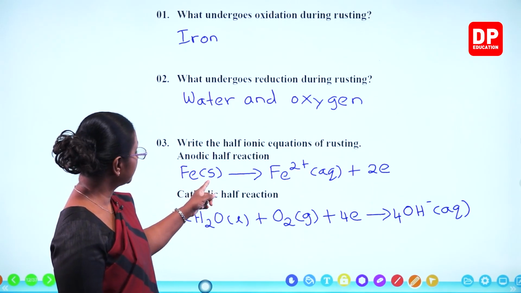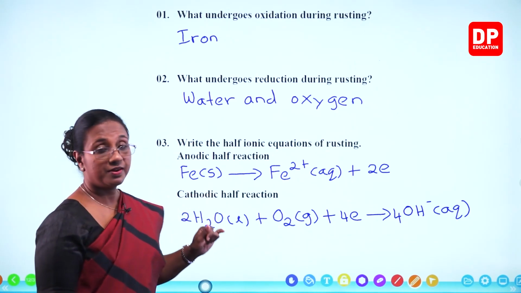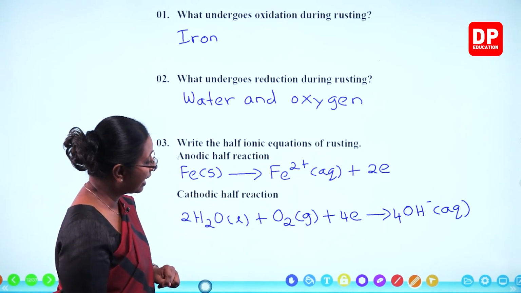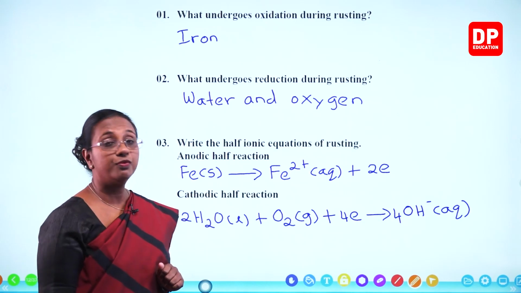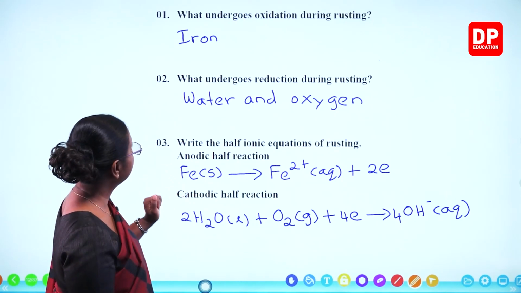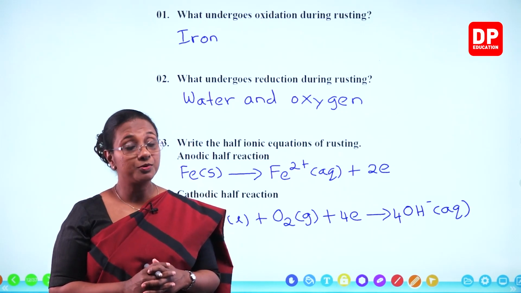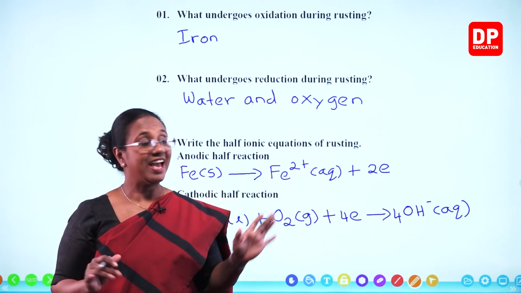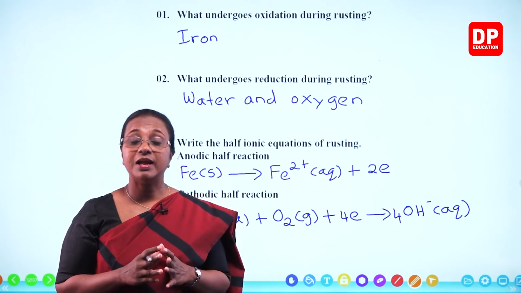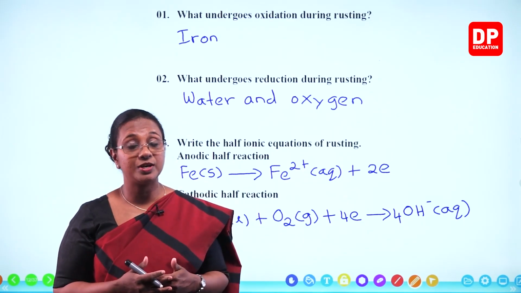So anodic half reaction, Fe solid becoming Fe2 plus aqueous plus 2 electrons. Cathodic half reaction or the reduction half reaction, 2 H2O liquid, O2 gas plus 4 electrons giving rise to 4 OH minus aqueous. So those are the reactions in rusting of iron. I am sure, students, you all can understand the process of rusting clearly, and you were able to answer these questions correctly. With that, students, I am going to end this chapter, and in the next chapter also, I will be discussing some more extra questions with you all.